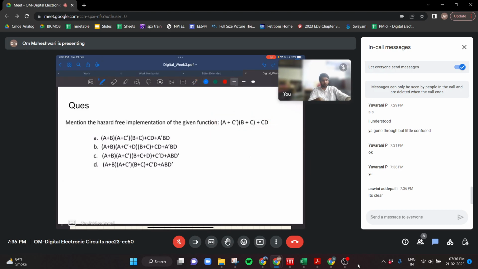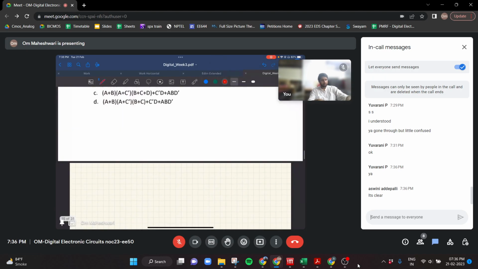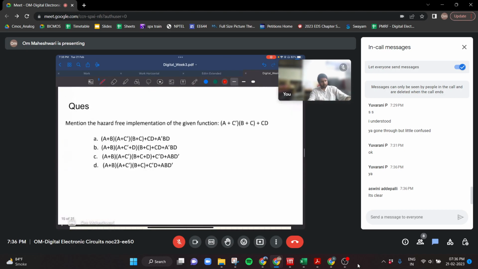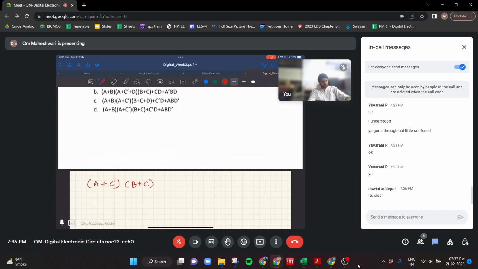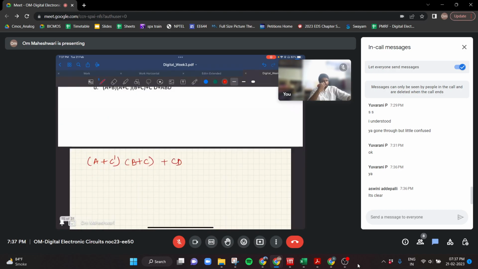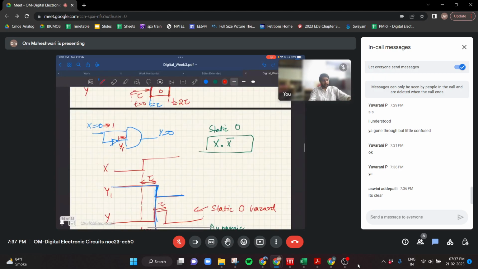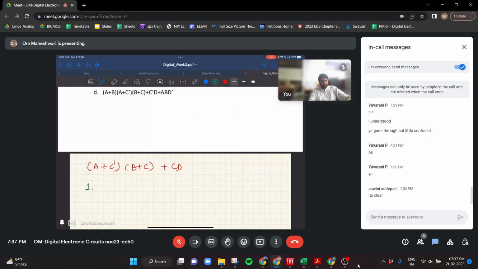So let me take a fresh page. To remove the hazard, I have (A plus C bar)(B plus C plus CD). This was the same question that I had taken earlier, right? So I know that for a static 1 hazard, we should have the C plus C bar case. It would come when A is 0, B is 1, and D is 1, right?